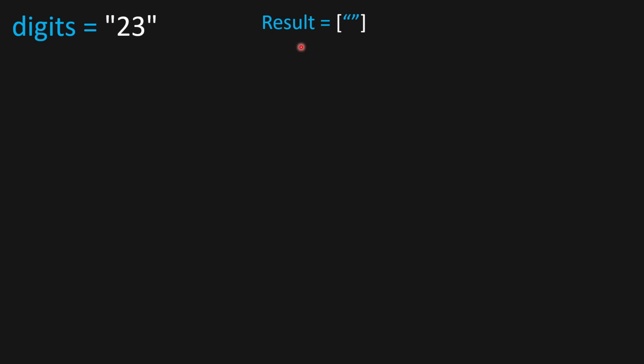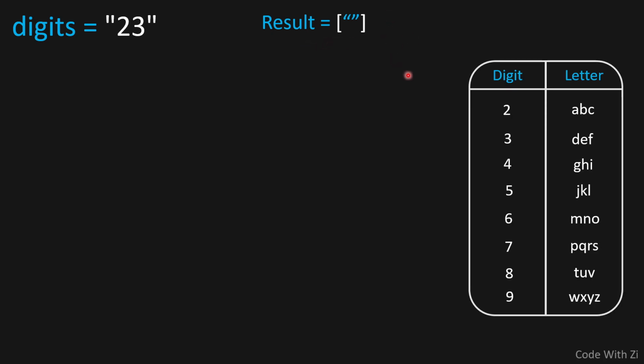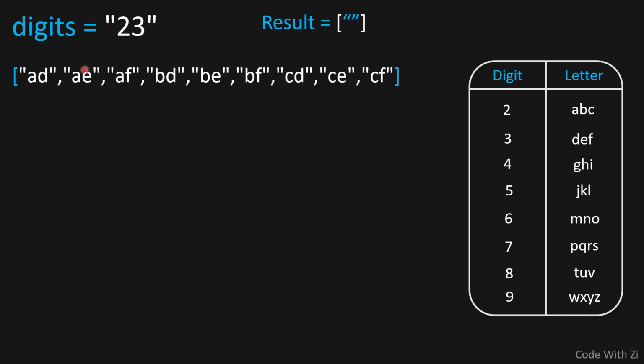So now that we have our result variable here, we're going to need a map or an object that has all of the letters that our numbers or digits represent. And this was given to us in that image that we saw. So 2 is representing A, B, C, and 3 is representing D, E, F, and so on and so forth. And if we're given 23, we got to return this result.